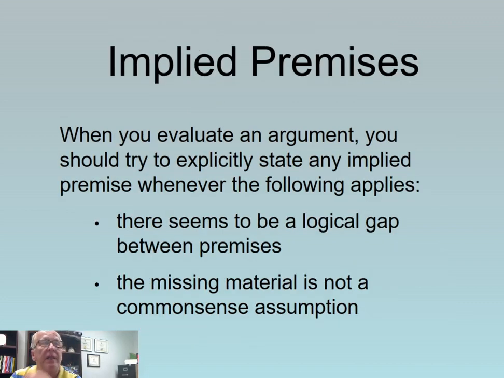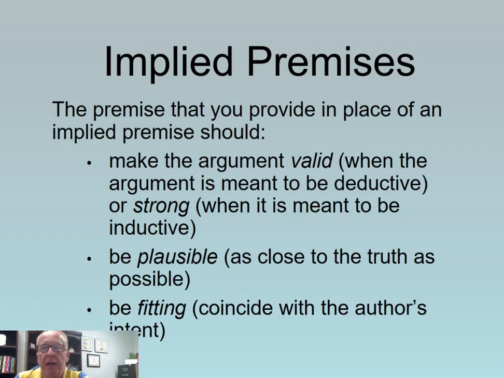So let's look at these implied premises. Now, when we look at an argument, we have to evaluate whether the argument is explicitly stated. We have to evaluate when the following applies. If there seems to be a logical gap between the premises, remember premise 1, premise 2, conclusion. If there's a gap between the two premises, then it's not going to be an argument. Now, if the missing material is not a common sense assumption, then it's not going to be implied. Now, the premise that you provide in place of an implied premise should make the argument valid, and it should be plausible and it should be fitting.